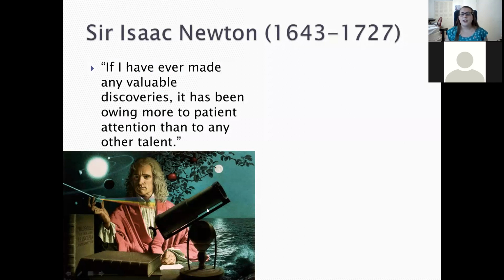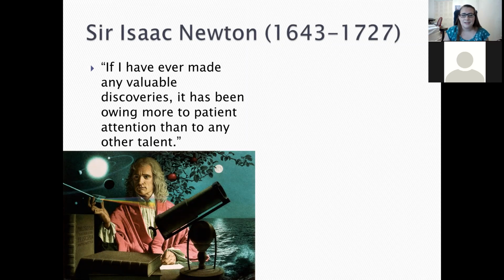All right, so Sir Isaac Newton is going to be like the big man on the block today. He is a pretty important guy. If you don't know much about him, you probably still know of him because he's kind of a big deal. He lived from 1643 to 1727. And I just love this quote from him. I think it's really, really interesting to consider. "If I have ever made any valuable discoveries, it has been owing more to patient attention than to any other talent." Like, that just is so interesting to think about.